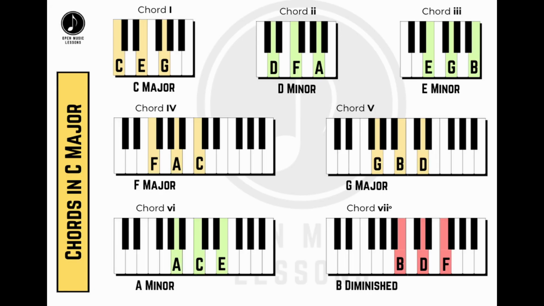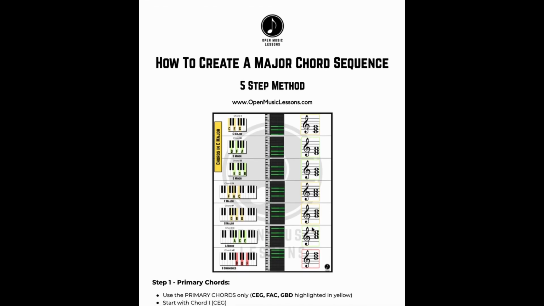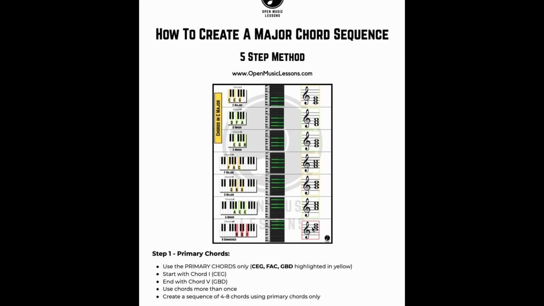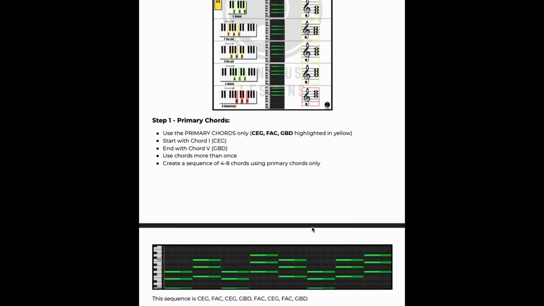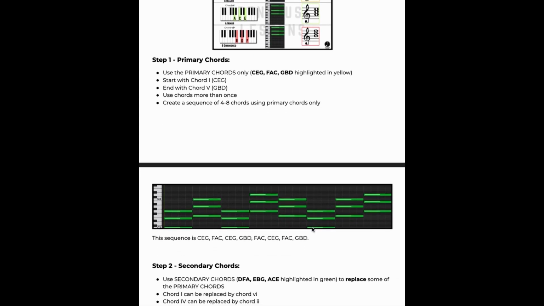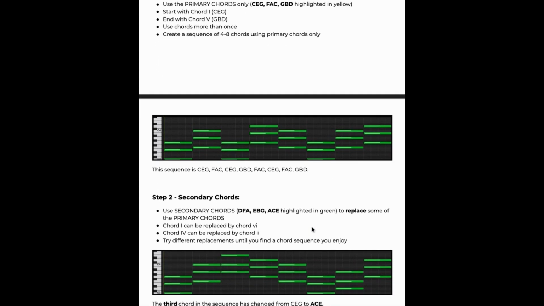First, you need to know your key, and a great place to start for today's video is C major. This is also a great place to tell you to download the free PDF to follow along with the video. It visually lays out the 5 steps for you to fully understand this video, but also to help you when you come to create your own chord sequences.